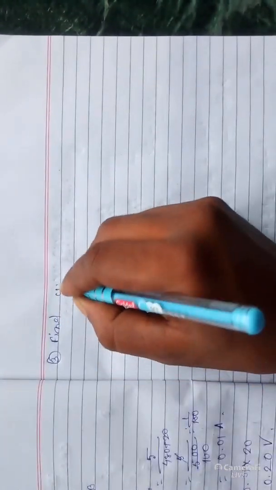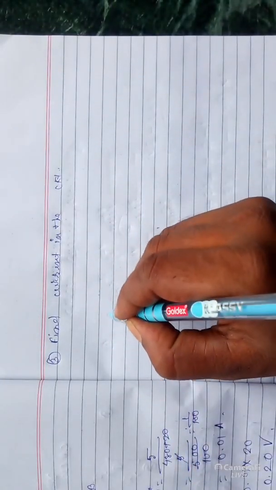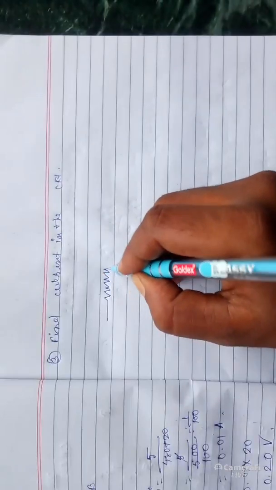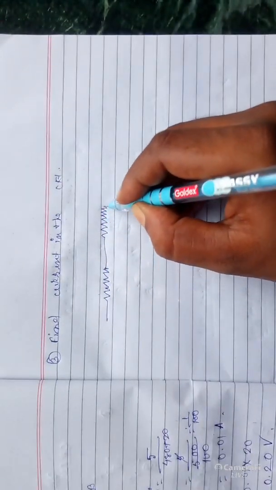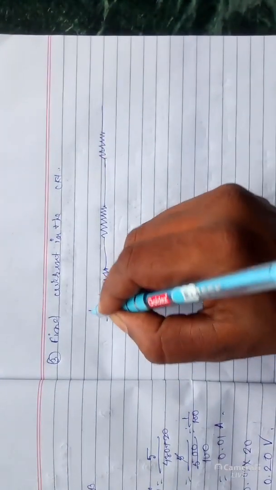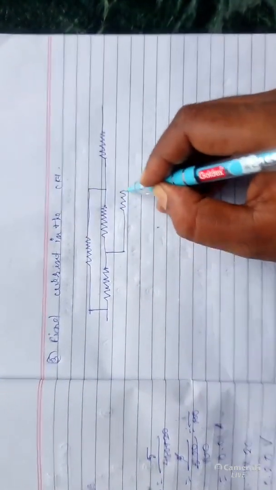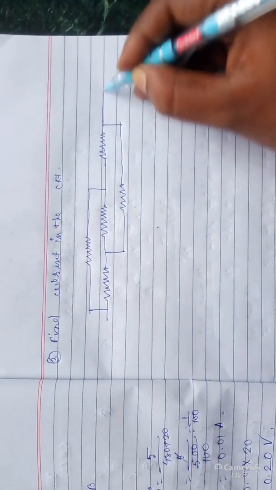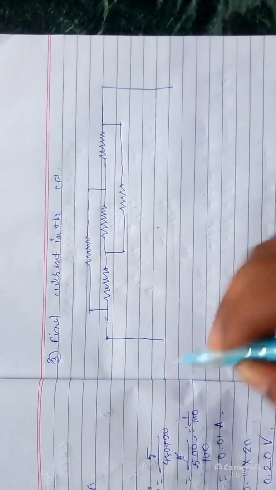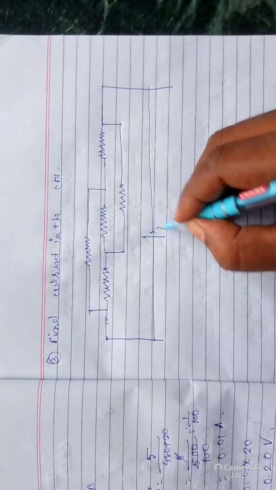What is the circuit? The circuit is given this type. One resistor, two resistors, three resistors, and these resistors are connected between this, and the whole network is connected to a potential source. The value of the potential source is 4 volt.